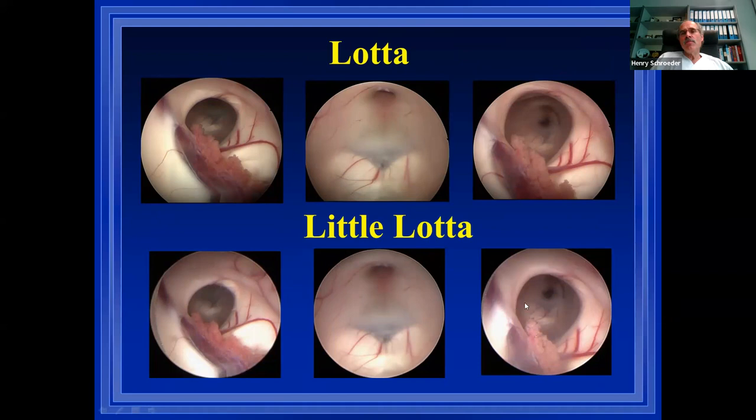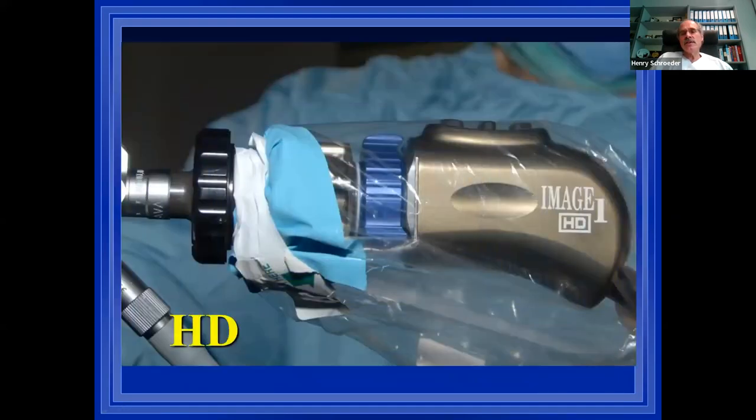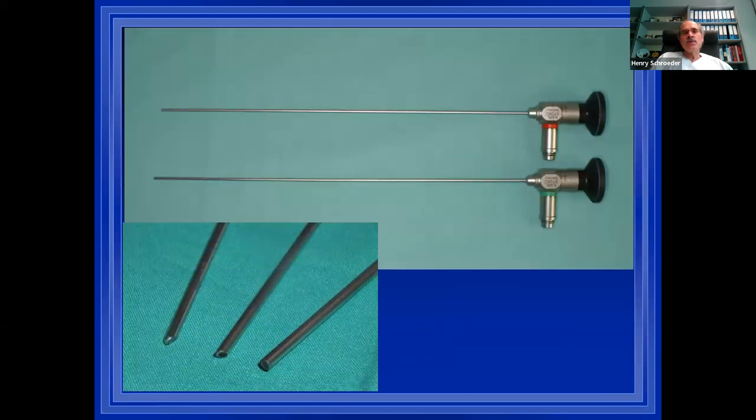But you see, compared to flexible scopes, the old fiber scope has a much better image quality. Of course, with a new flexible video endoscope, you have the same quality like this. But this is, of course, even better because it's larger. An HD camera is nowadays a must, in my opinion, because it gives you a much better view.